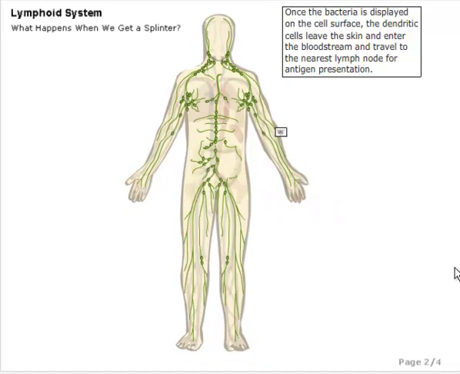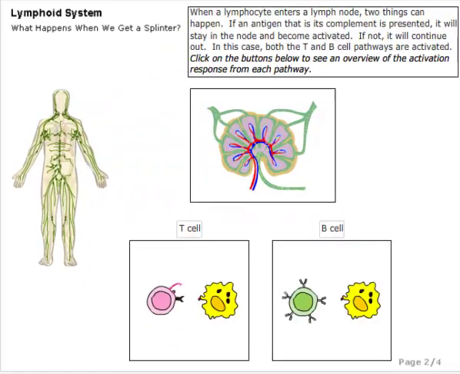So it's going to travel through the bloodstream until it reaches a lymph node. When the lymphocyte actually enters the lymph node, two things can happen. If an antigen that is its complement is presented, it will stay in the node and become activated. If not, it's going to continue out of the lymph node. In this case, both T and B cell pathways are activated.